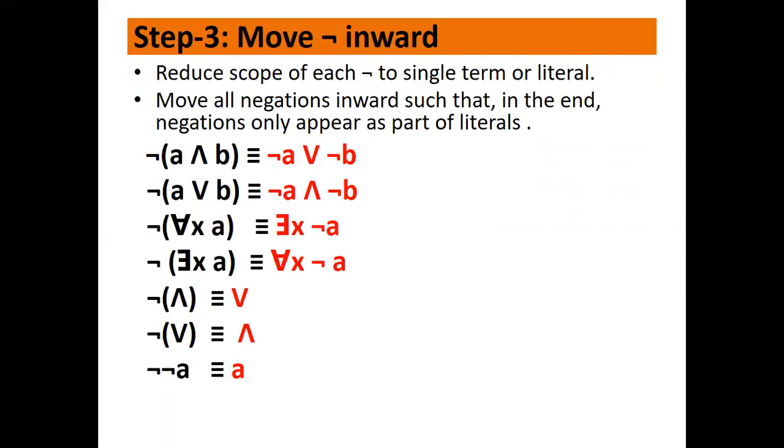Now the third step is what? Move negation inward. Move negation inward in the sense that if the negation is outside the brackets, move it inside. So reduce the scope of each negation to a single term or literal. Single term means this or this, right? Not to the bracket. Move all negations inward such that in the end, negations only appear as part of literals. If you look here, it is negation outside the bracket A and B. So this, you can move inside and make it identical to negation of A or negation of B. Fine, negation of A, negation of B.